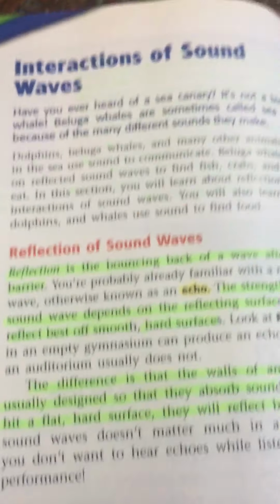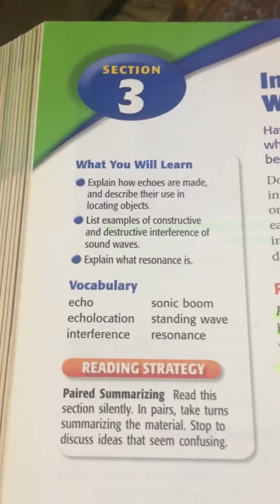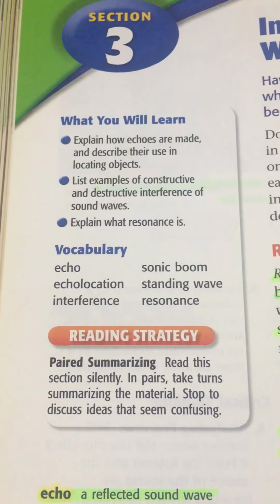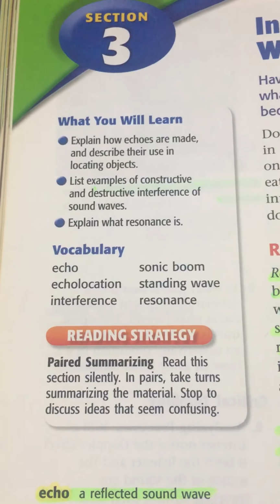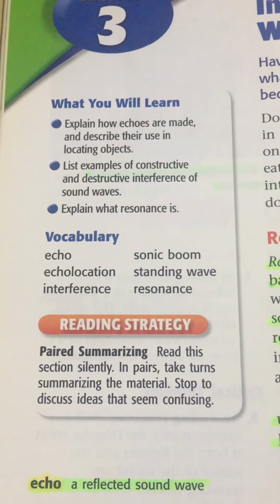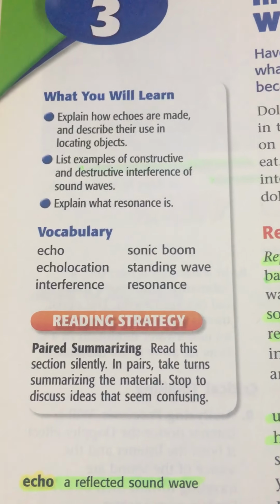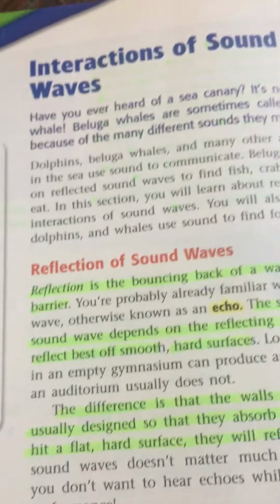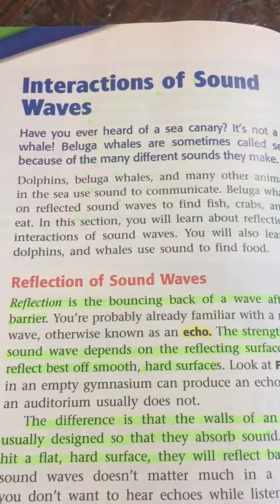Good morning, grade 9. This is section 3 of chapter 21. You are going to explain how echoes are made and describe their use in locating objects, list examples of constructive and destructive interference of sound waves, and explain what resonance is. So our lesson is the interaction of sound.